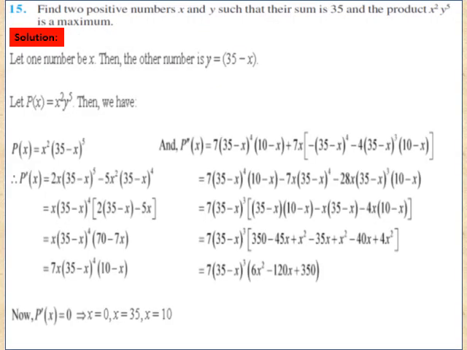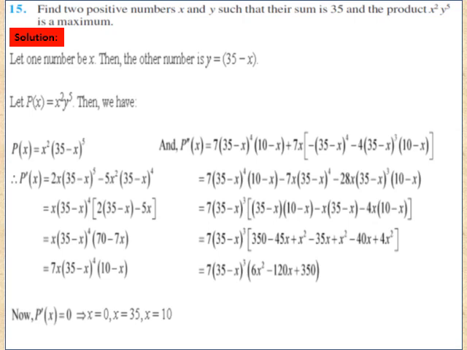Next we have question number 15. Find two positive numbers x and y such that their sum is 35 and the product x²y⁵ is a maximum. So we have the two numbers, one is x, the other is y. Now if the sum is 35, we can take y as 35 - x. Clear? Because x + y is 35, so y is equal to 35 - x.